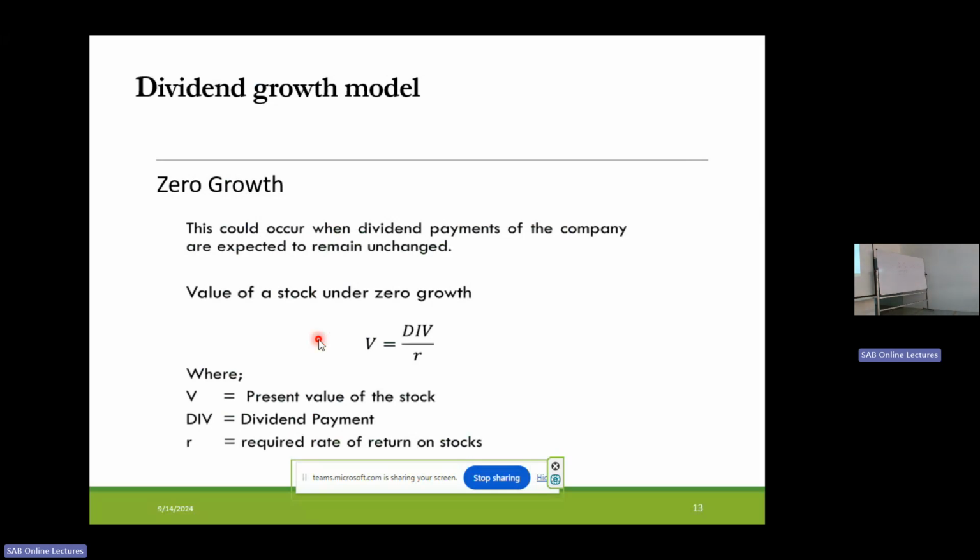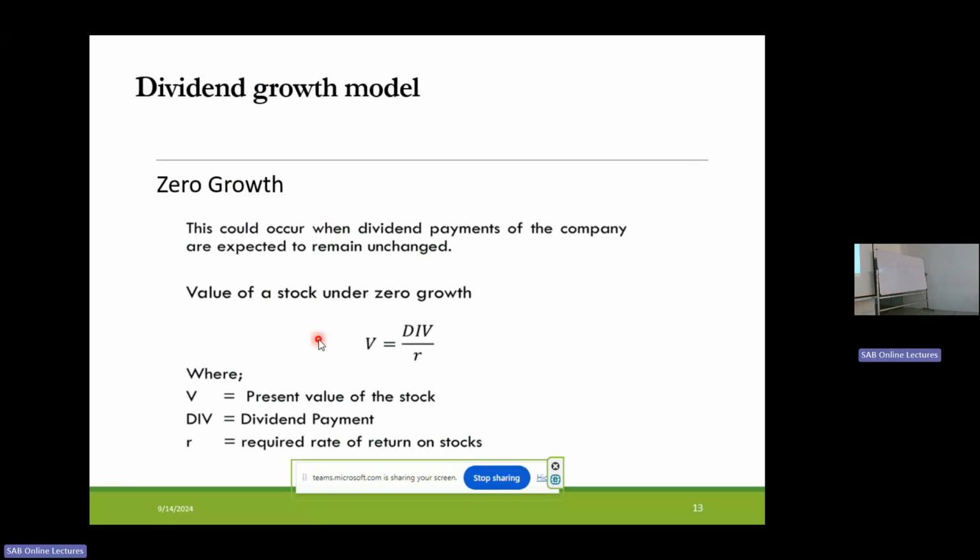This is another way of calculating. I told you that we have to use different ways, different models, because of the uncertainty and the nature of the equity share. Here we are going to calculate the value based only on the dividends, considering the future dividends. No selling price, because you know that for equity shares there is no maturity. So considering the dividends, we are going to calculate the intrinsic value of the equity share.